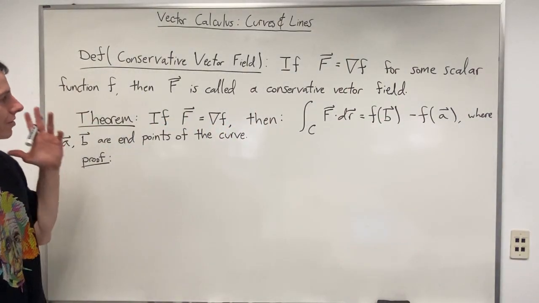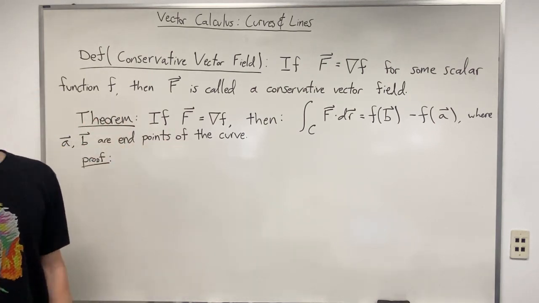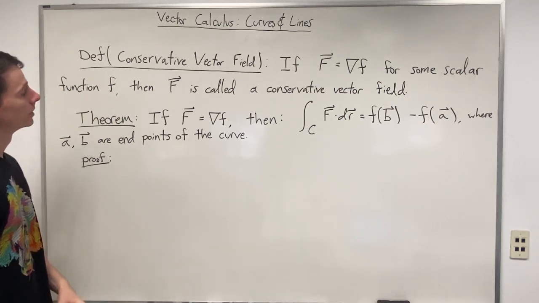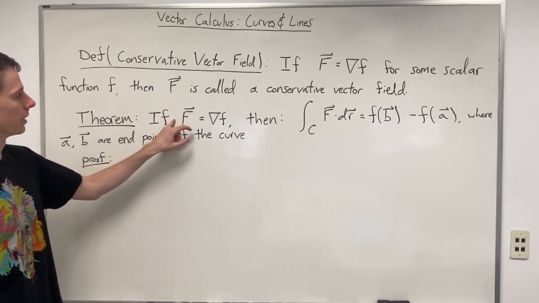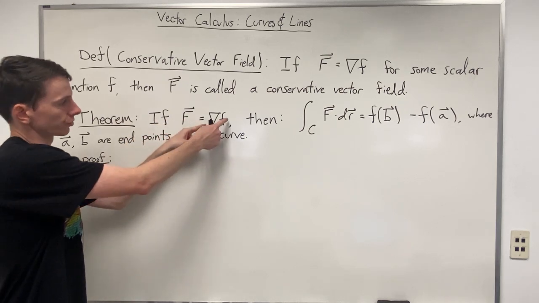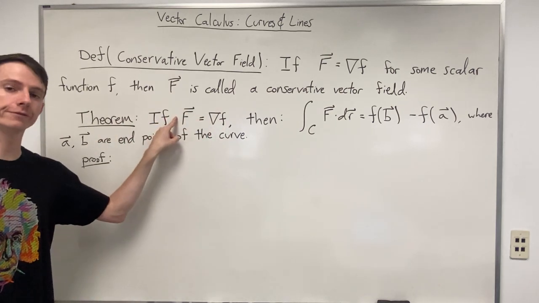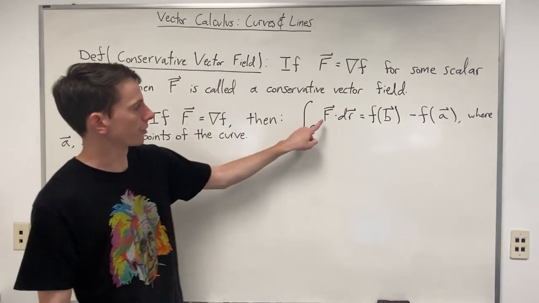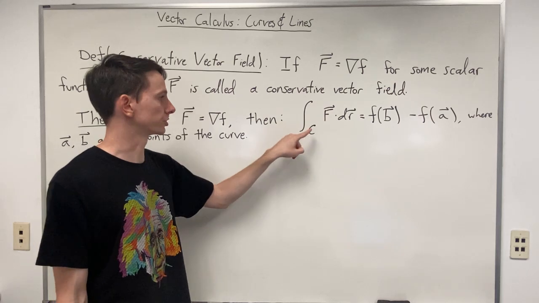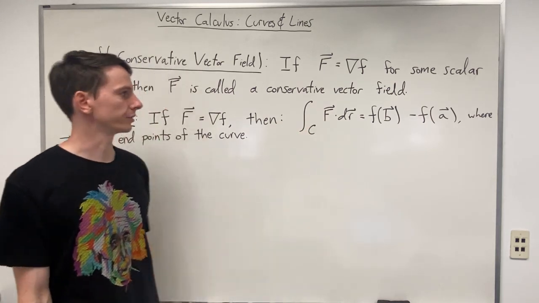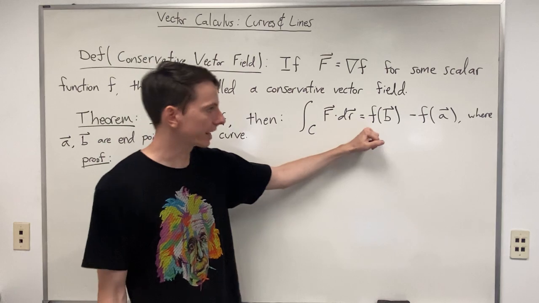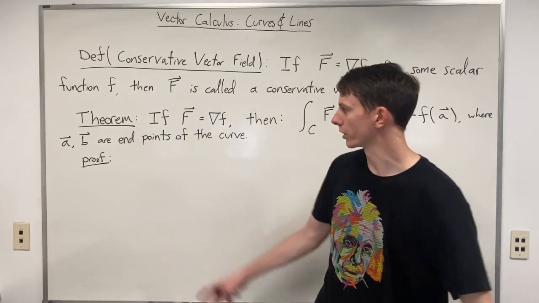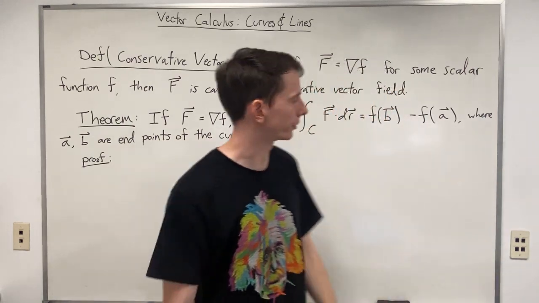All right. Now, one of the big selling points for why we care about conservative vector fields is right here in this theorem. So let's go through it together. It says here that if we have a vector field that is the gradient of a scalar field, meaning a conservative vector field, then this property is true. If we integrate our conservative vector field along some curve, then the value of that line integral is simply going to be the scalar function f evaluated at b minus f evaluated at a, where a and b are the endpoints of the curve.